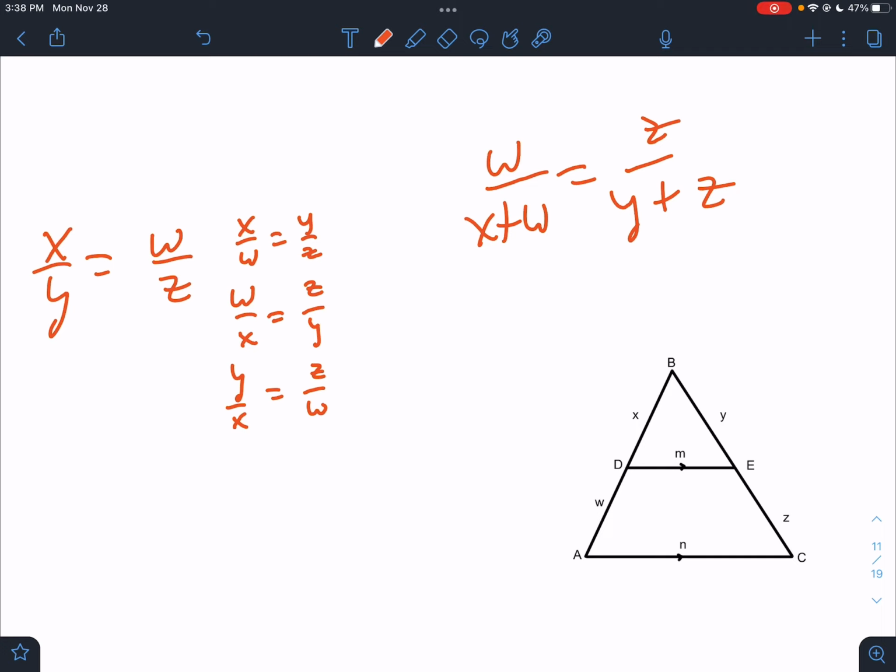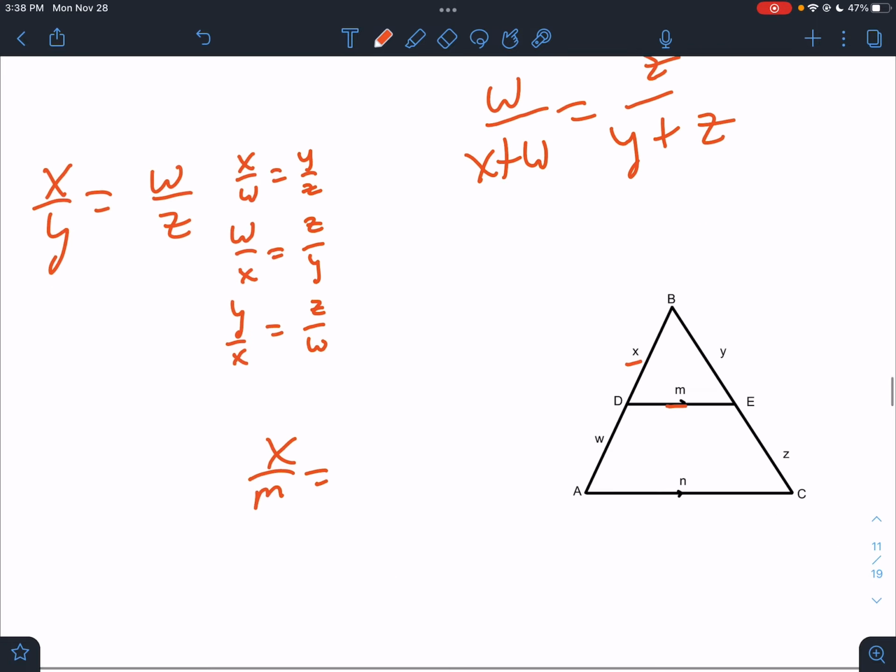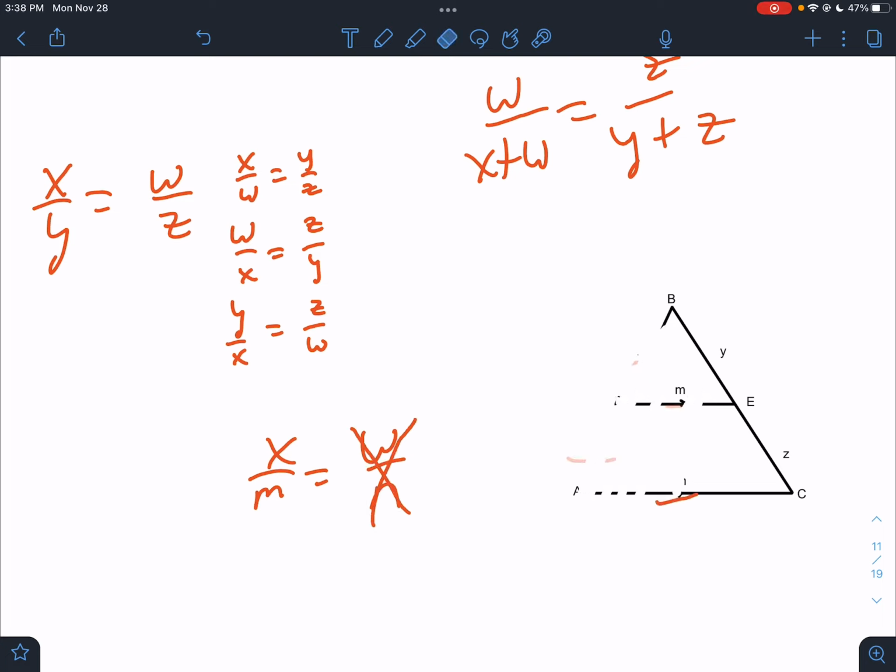This is where the problem happens. What if I said something like x over m? X over m. The most common wrong answer is w over n. No, no. The parallel lines do not share the same properties as the other pieces do. So that's not going to cut it.